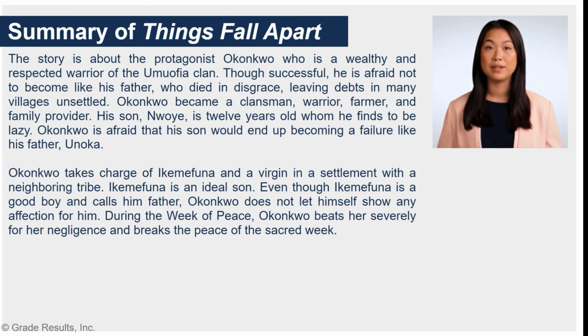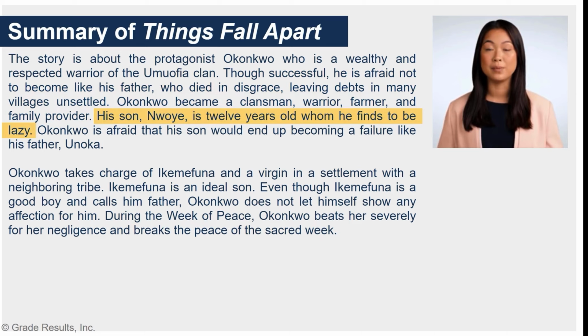Summary of Things Fall Apart. The story is about the protagonist Okonkwo, who is a wealthy and respected warrior of the Umuofia clan. Though successful, he is afraid of becoming like his father, who died in disgrace, leaving debts in many villages unsettled. Okonkwo became a clansman, warrior, farmer, and family provider.